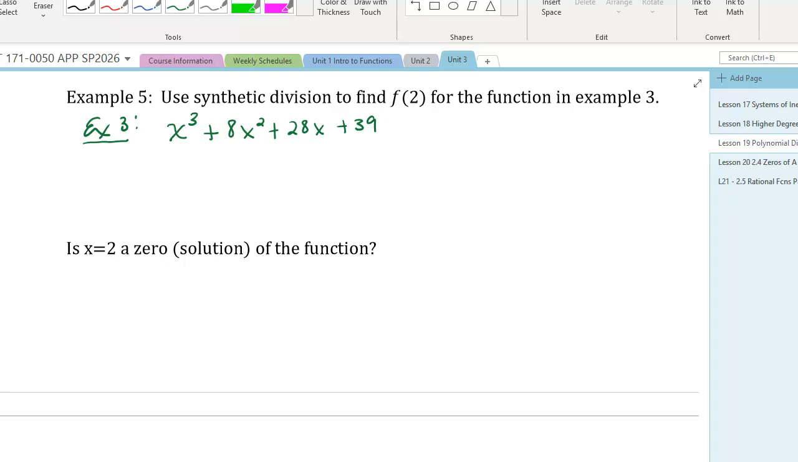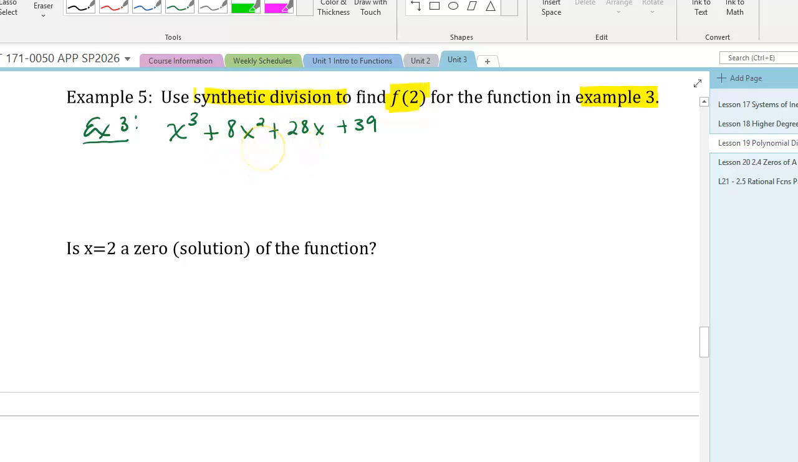In example 5, we're asked to use synthetic division to find the value of the function that was in example 3 when x is 2. So I've copied example 3, the function that we're looking at, and what we want to do is find the value of this function when x is 2. So the old way to do that is to plug 2 in for every x and do the math.